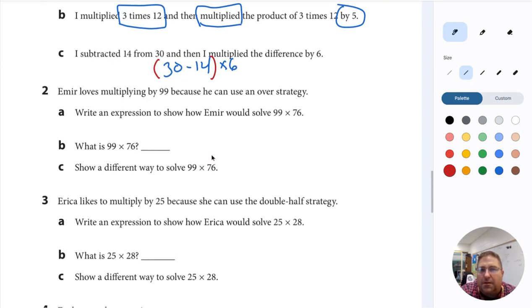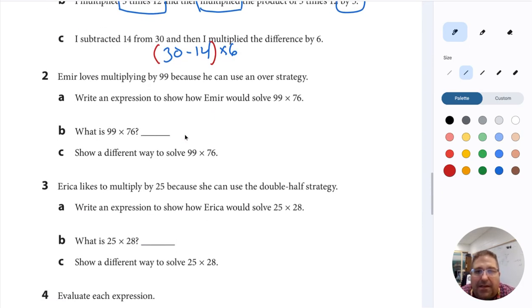Number 2, he loves multiplying by 99 because he can use the over strategy. So how could he solve 99 times 76? Well, 99 times 76 is really close to 100 groups of 76, right? So that would be like 100 times 76, but then we just got to take one group of 76 away. Okay, so that's the expression we're looking for. Go ahead and solve that. And then you can write a different way if you want.